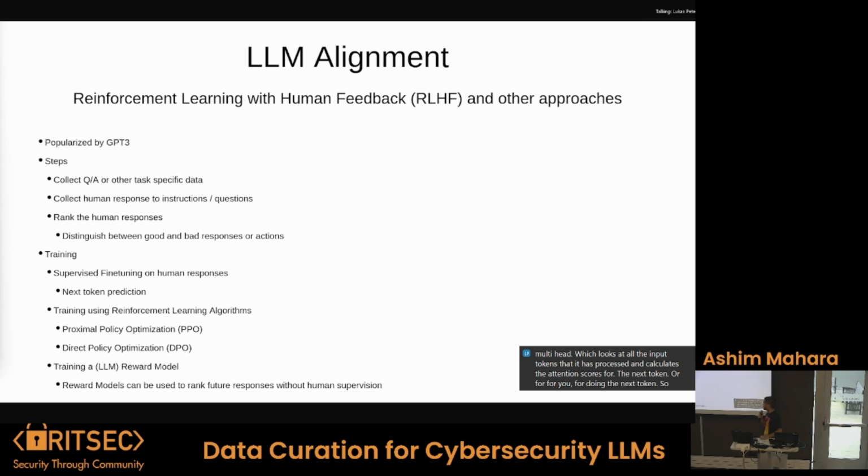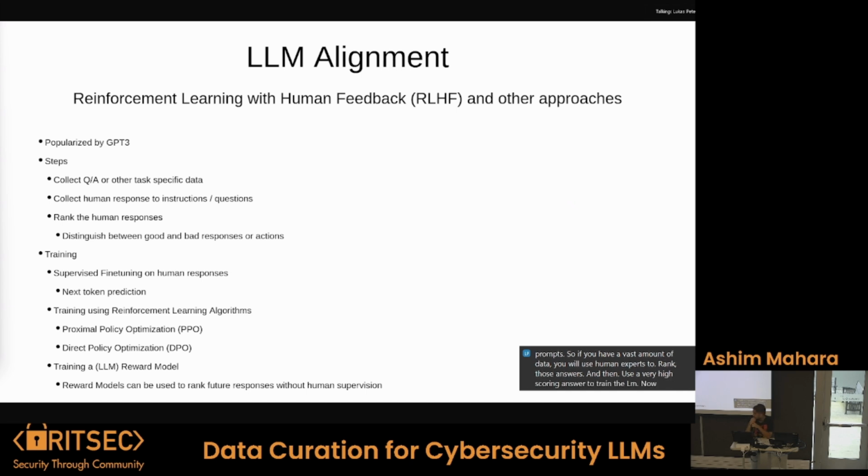So there's this thing called LLM alignment, which is part of the reason why we have GPT-4 and 4o and everything else, which is reinforcement learning with human feedback and other approaches. It was popularized by GPT-3. So the steps for this are actually very simple. You collect questions or prompts, and then ask humans to produce answers for those prompts. If you have a vast amount of data that way, you will use human experts to rank those answers, and then use a very high scoring answer to train the LLM.